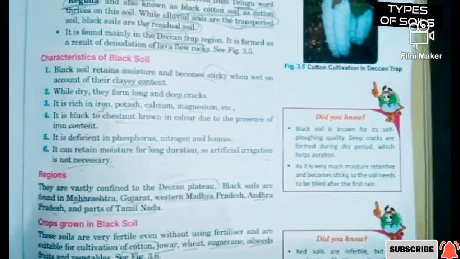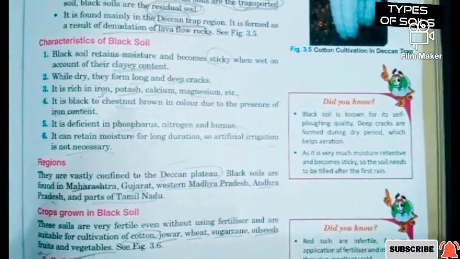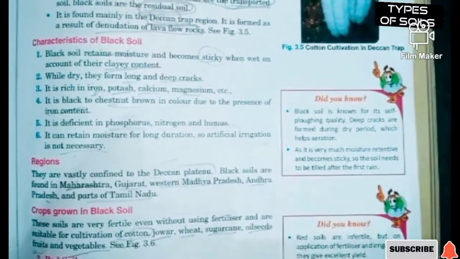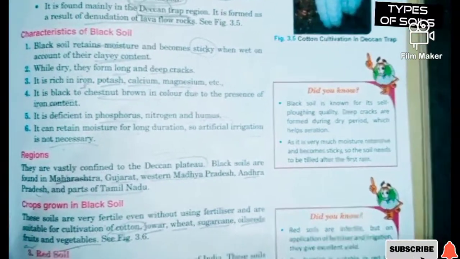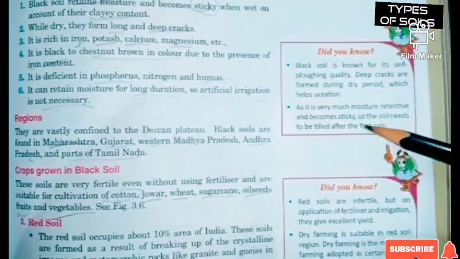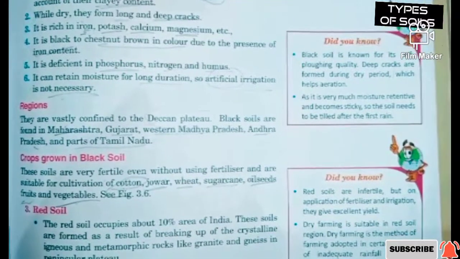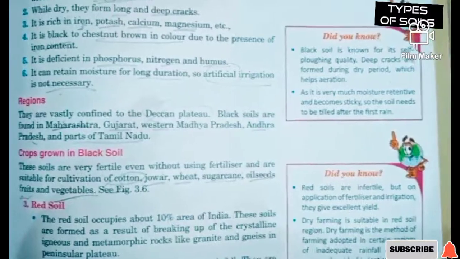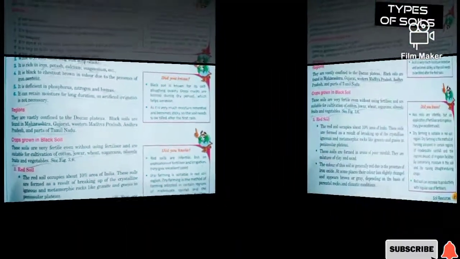So how to study about black soil? The origin, what type of soil it is, the characteristics, the deficiencies, and the crops grown in this soil. And at the same time, you should focus on the special did you know facts for better understanding, and then we can be very perfect in writing the answers.